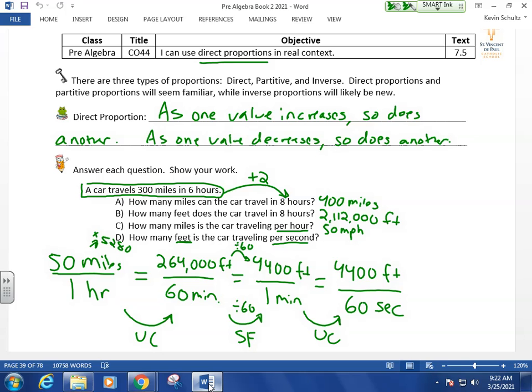How many feet is a car traveling per second? We got one step left. What do we got to do here? Annika? Divide by 60 again. It's scale factor time. And we're dividing by 60 to get our denominator to be 1 second. Here's that unit rate here, right? So 4,400 divided by 60 is 73 1/3.